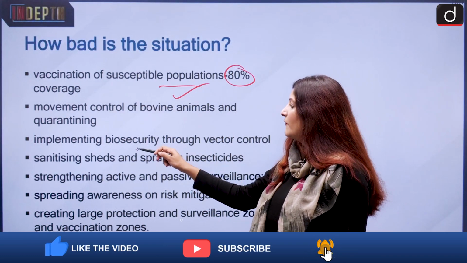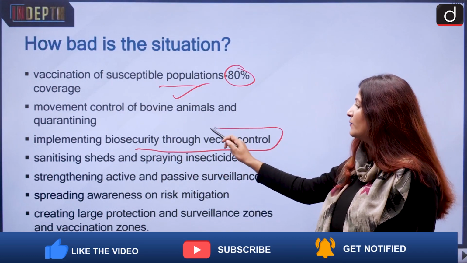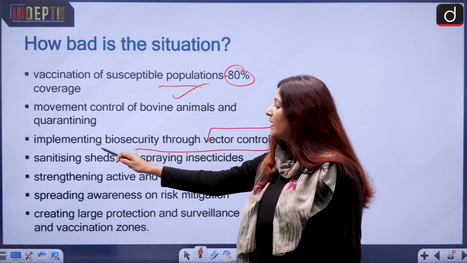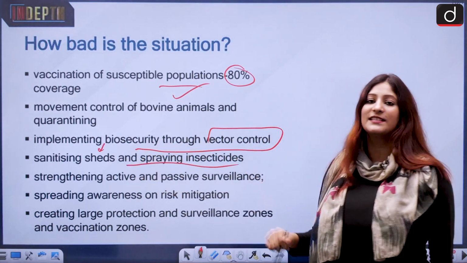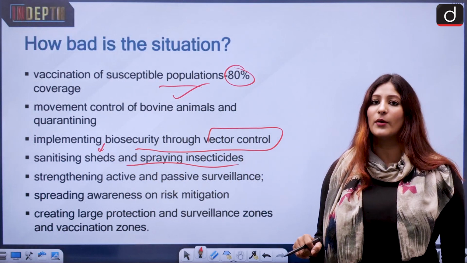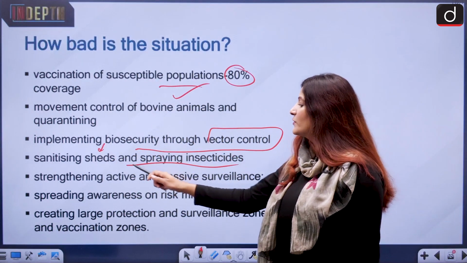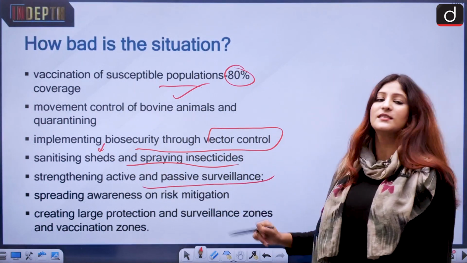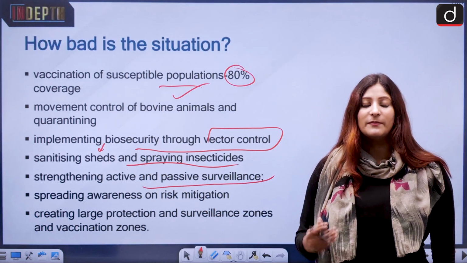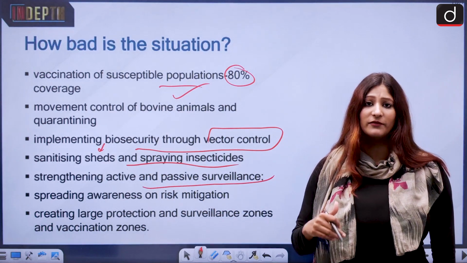Another thing is we have to implement biosecurity through vector control. This can happen by sanitizing sheds and spraying insecticides. Quarantine is also a very important part. Another thing is we have to strengthen active and passive surveillance, specifically in the current time when GPS and artificial intelligence are a thing of the present.